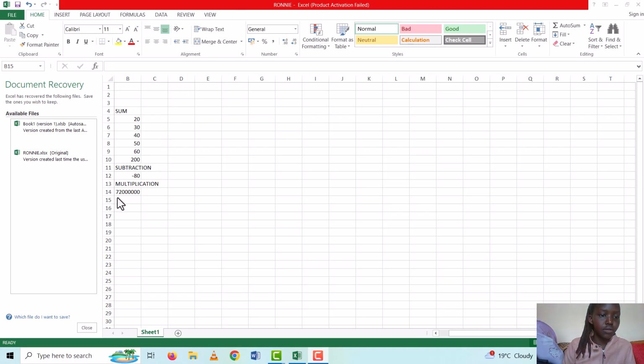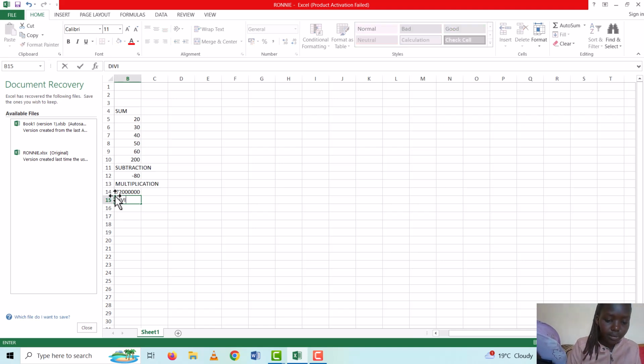So another formula we have is division. Another formula we have is average.